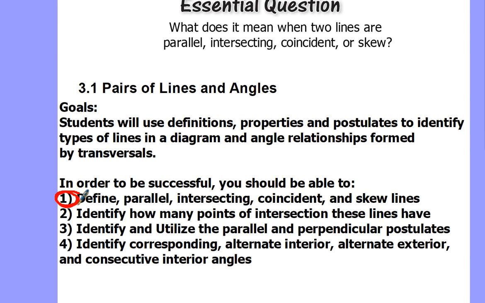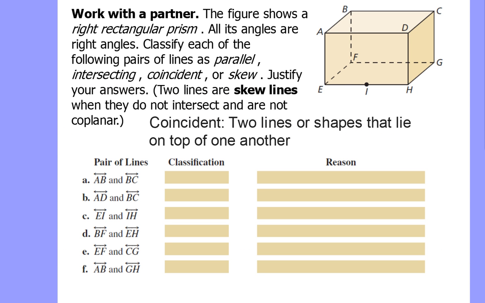We've already talked about parallel and skew lines, but we're also going to look into an example of how we can identify those four different types of lines in a diagram. So let's take a look here at the diagram that we have. It says work with a partner, so today I'm going to be your partner as we work through this example.